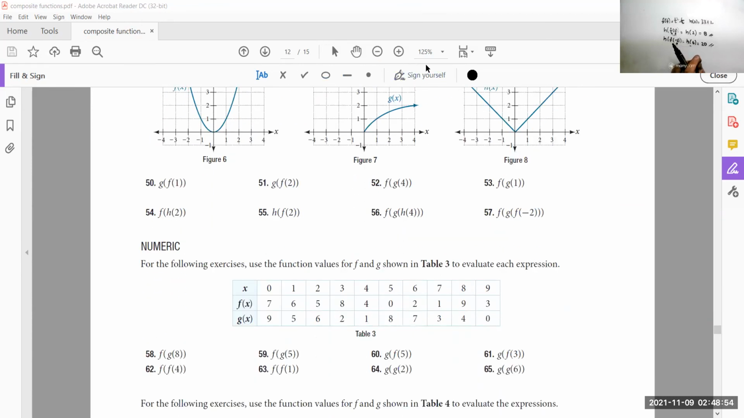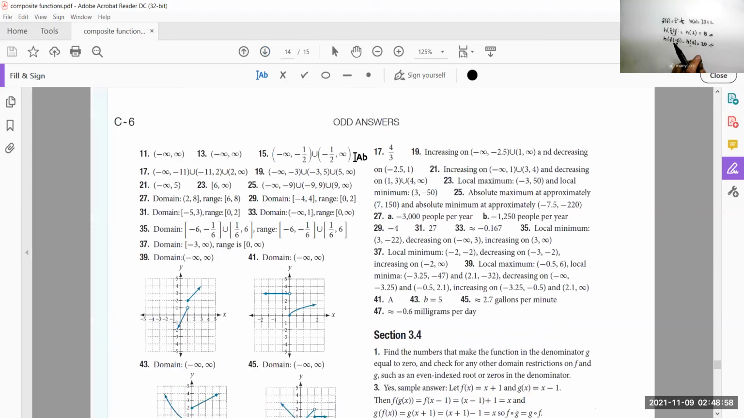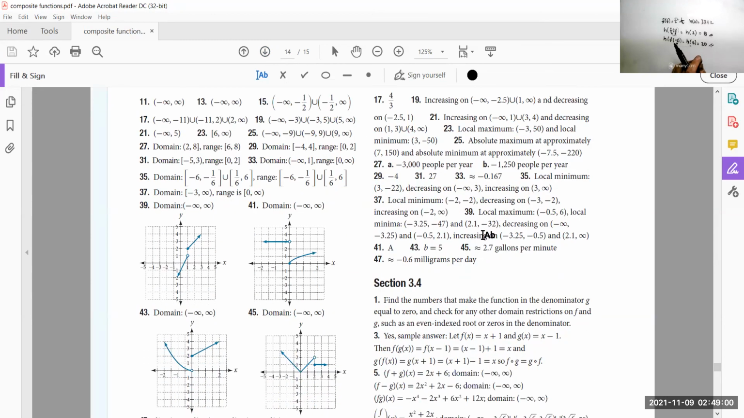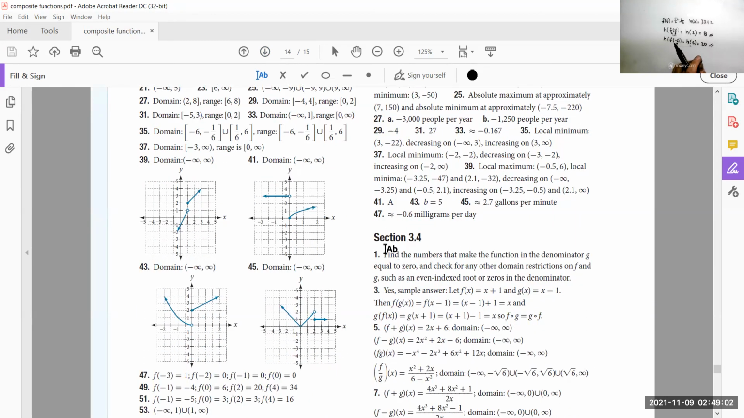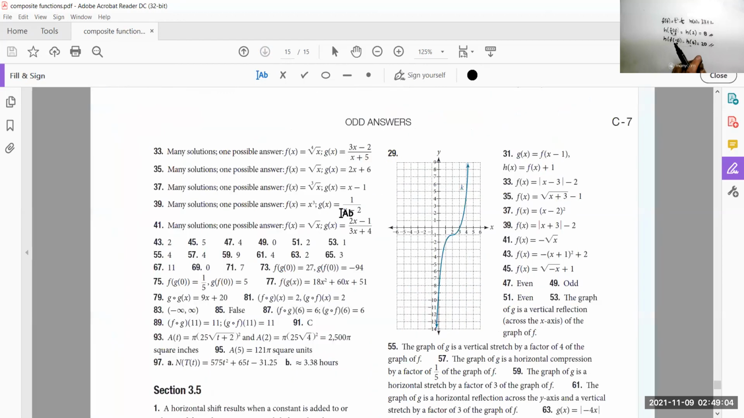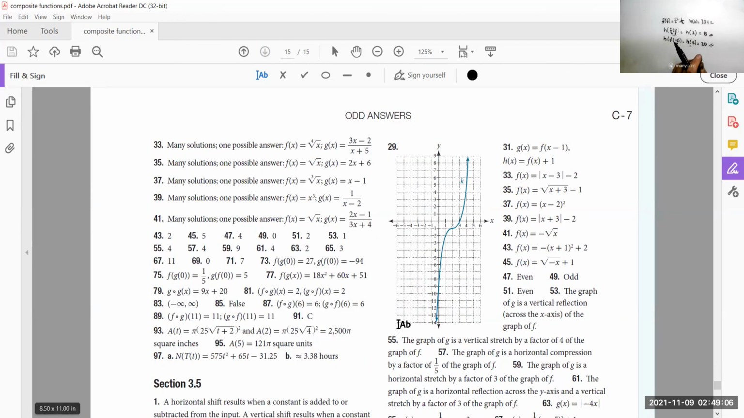I should just go in here. I included the answers, the odd answers right here. Okay, section 3.4, starting with 1, and the next page, you have up to 97.